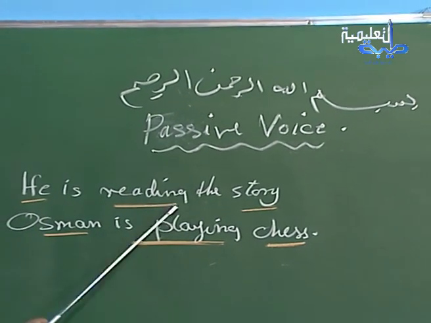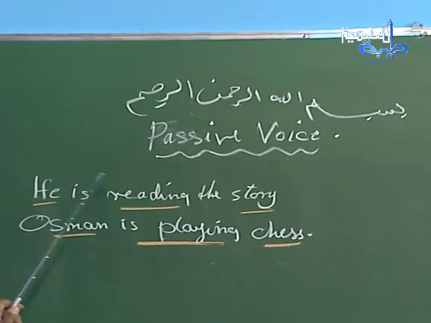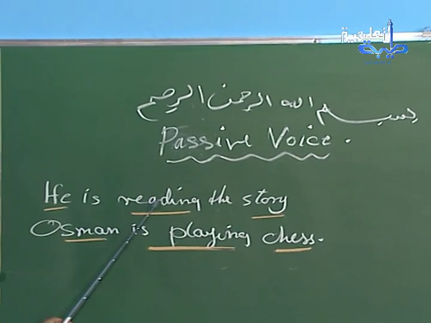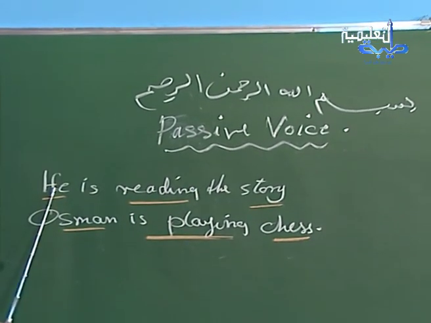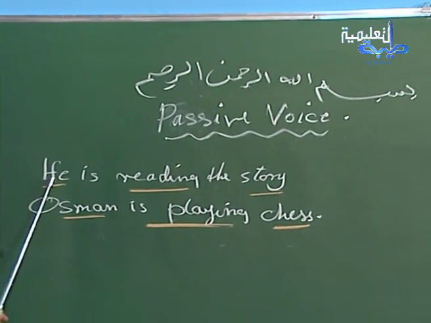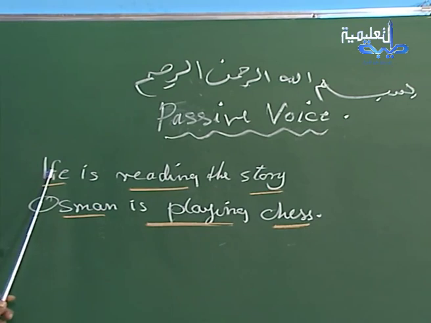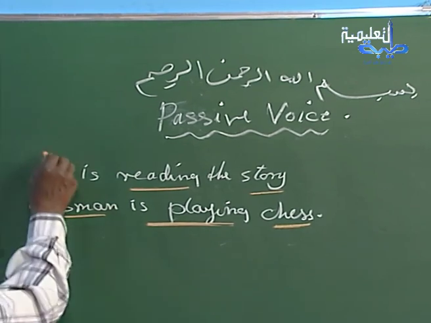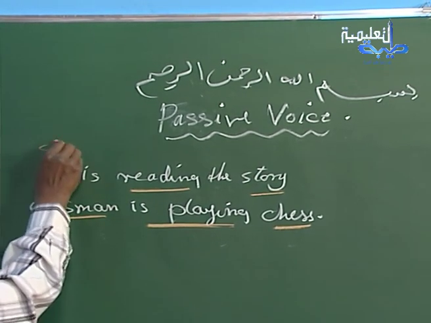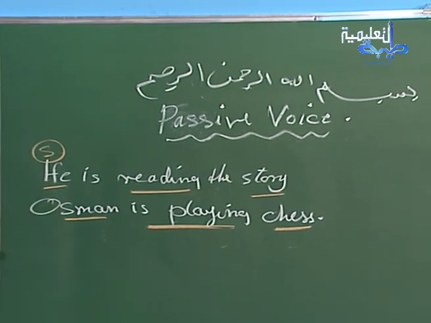In the passive voice, you find the sentence, we are going to leave something which is called the subject. Here the subject, he is reading the story. Usman is the one who does the action. So we call him the subject. We say S for subject.